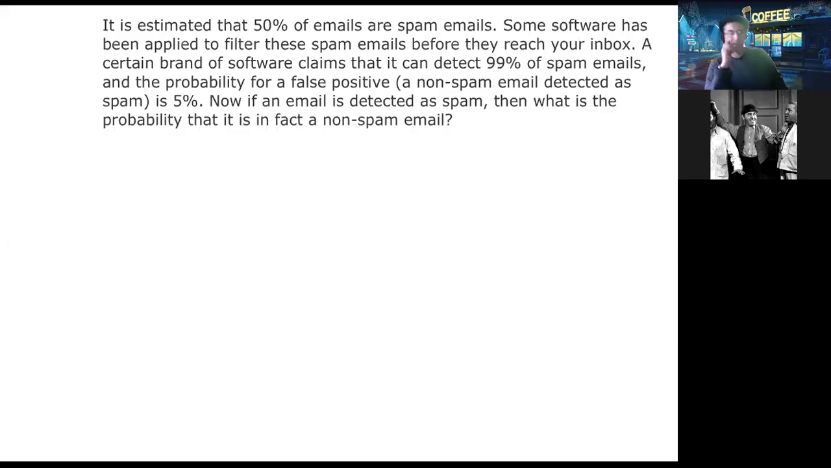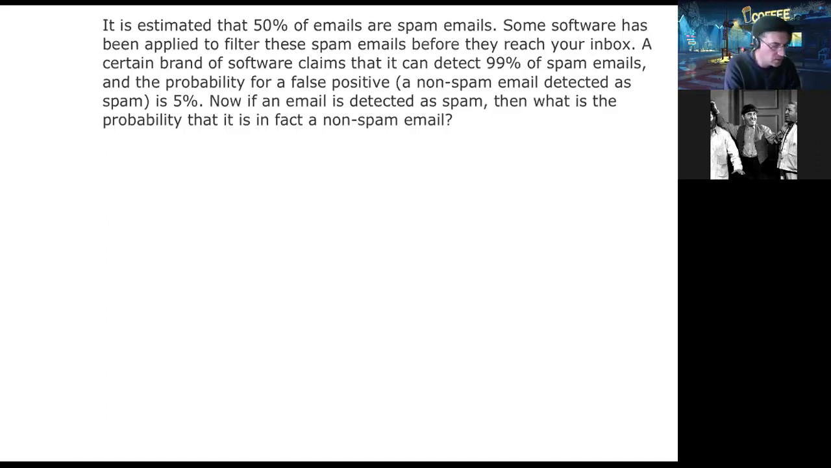Okay, so in this problem, let me read it. It's about the conditional probability associated with email. It's estimated that 50% of all emails are spam emails. Some software has been applied to filter these spam emails before they reach your inbox. A certain brand of software claims that it can detect 99% of all spam emails. And the probability for a false positive, that is a non-spam email detected as spam, is 5%. Now, if an email is detected as spam, then what is the probability that it is in fact a non-spam email? So let's try to formulate this using symbols.